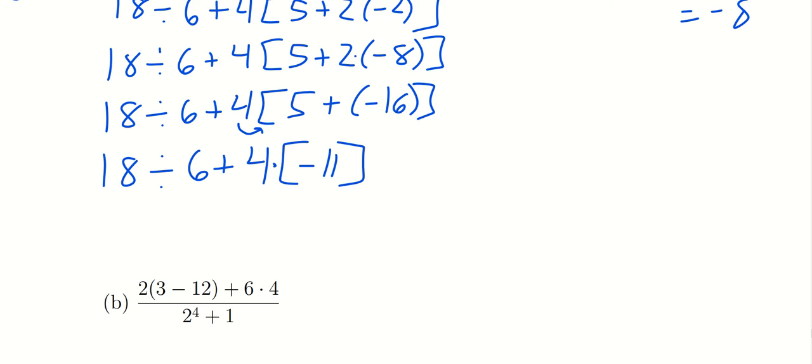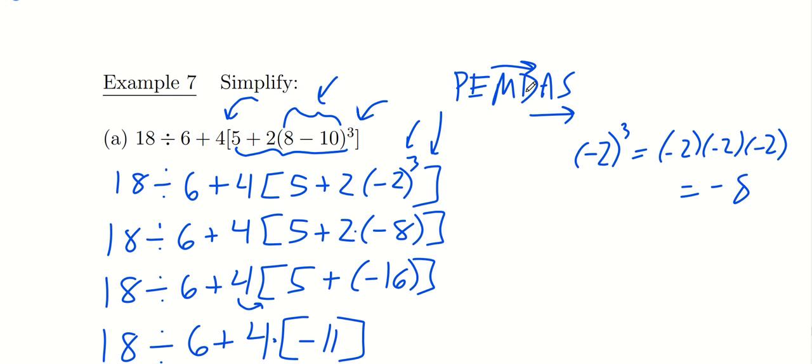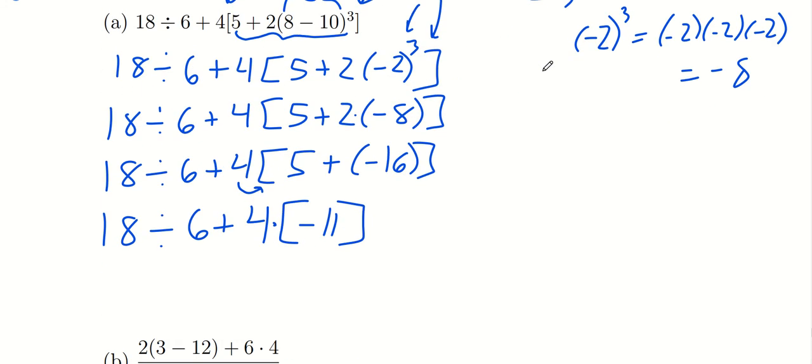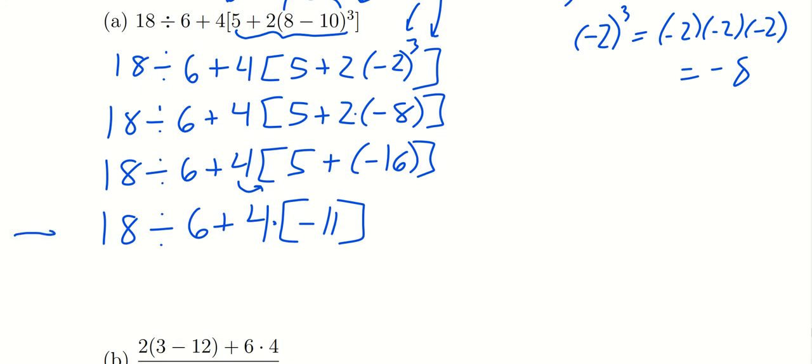We're finally done with that first grouping symbol, so we just have the number negative 11 on the inside. There's no remaining exponents within the problem. So now we're to the multiplication and division step. And again, we're going to do this from left to right. When I scan this problem going from left to right, the first operation I see show up is this division. So I'm going to do that next. 18 divided by 6 should be 3. Plus 4 bracket negative 11.